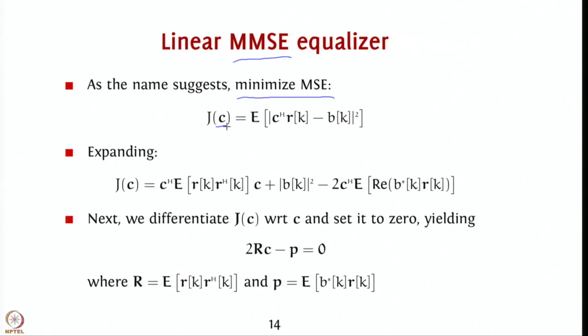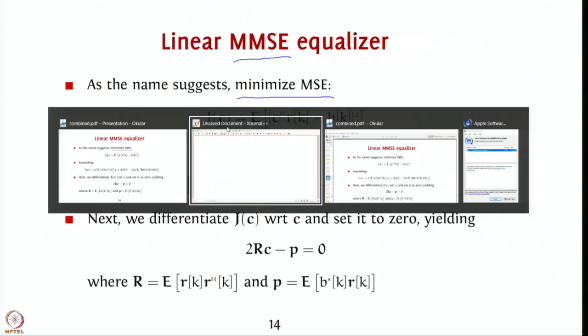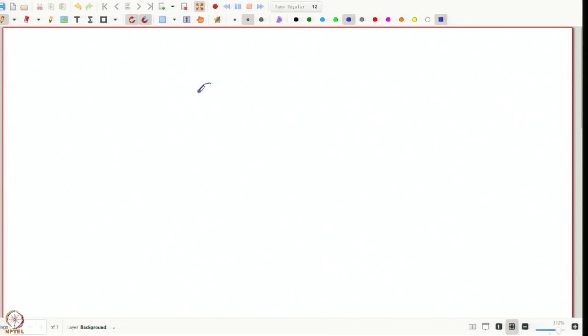I will actually show you this in more detail. Let's do it over here. So we have C Hermitian R_k minus B_k. Now B_k here is a symbol. It is a complex number, like a QPSK symbol or something, while C and R are vectors, therefore I give the underscore. Now C Hermitian R can also be written as the inner product of R and C. That is also another notation that you will see sometimes elsewhere.